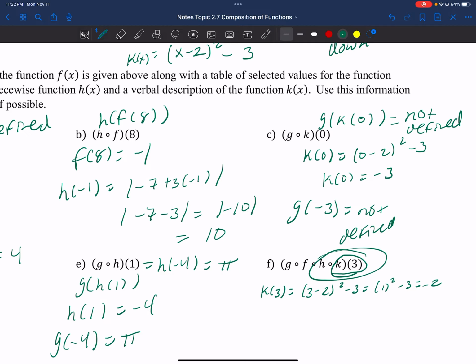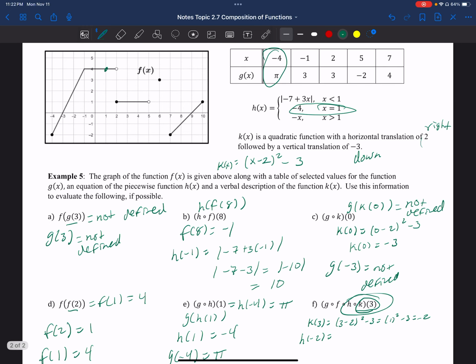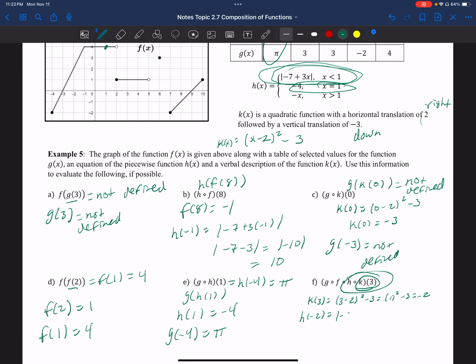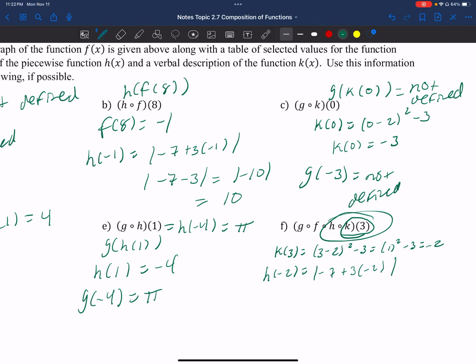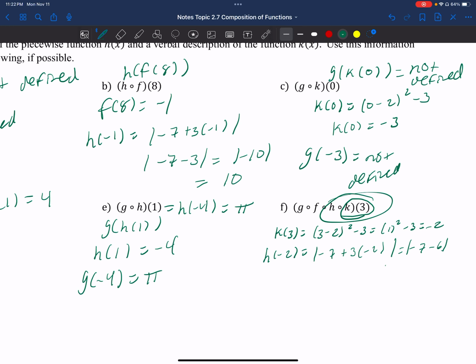After that, move on to the next one. So I need to find h of -2. So I'm going to go here, and then I'm going to plug it into the first part of the piecewise function. So it's going to be the absolute value of -7 plus 3 times -2, and then close your absolute value. So for that, I'm going to get the absolute value of -7 minus 6, which will be the absolute value of -13, which will be equal to 13.